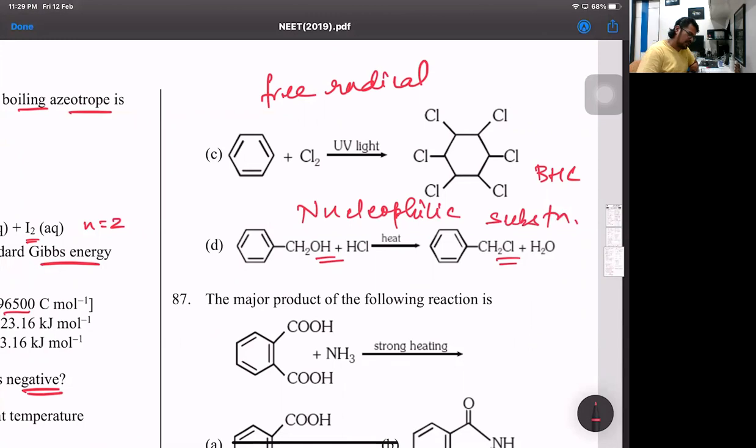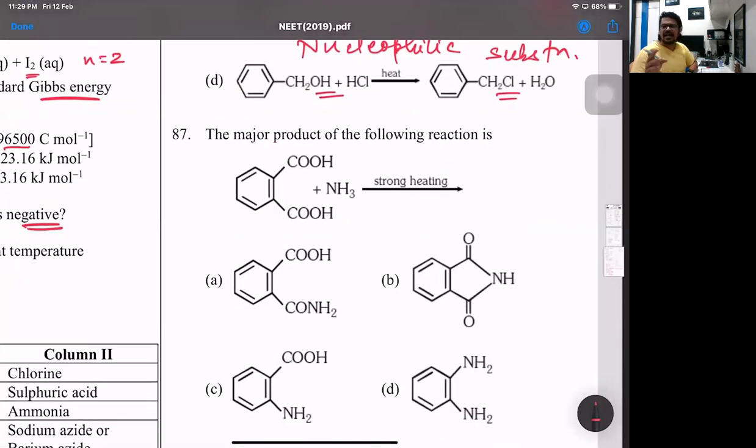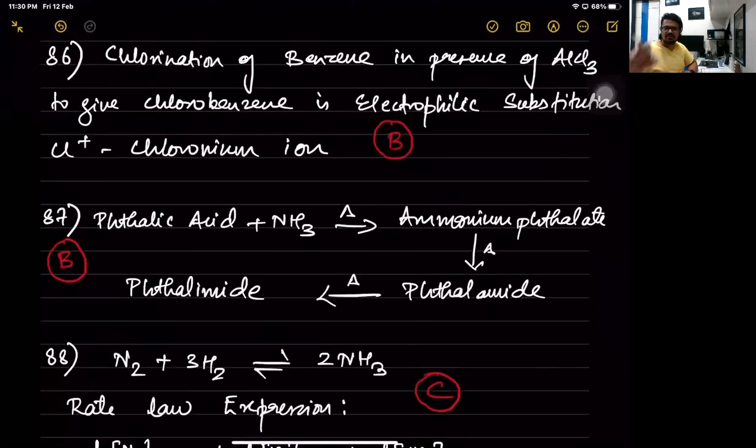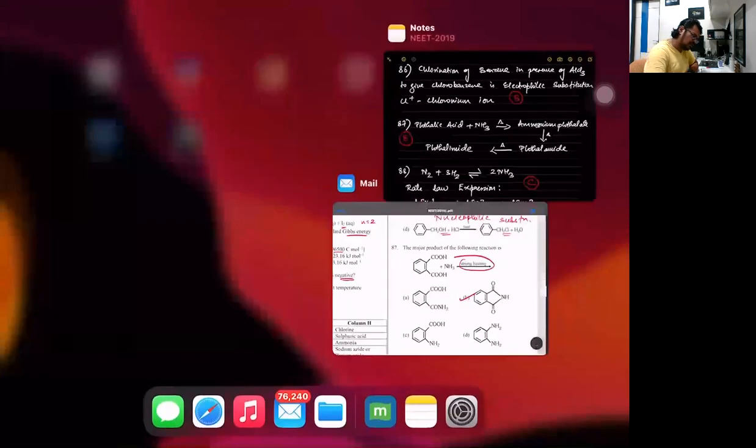All right. Then 87th, phthalic acid plus ammonia. The word to catch, strong heating. Phthalic acid plus ammonia gives ammonium phthalate. Ammonium phthalate on heating gives phthalamide, which on further heating loses ammonia to give you phthalimide. So that's nothing but B there. So that's phthalimide. 87 is B there. Look at that. I've given you the whole idea of how it is. Okay, 87 is B. Then 88.